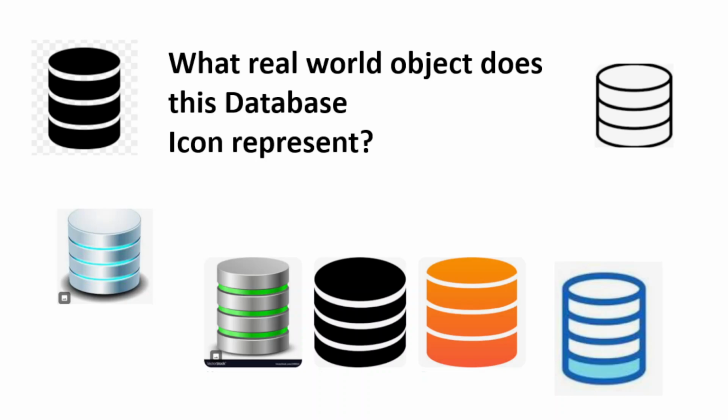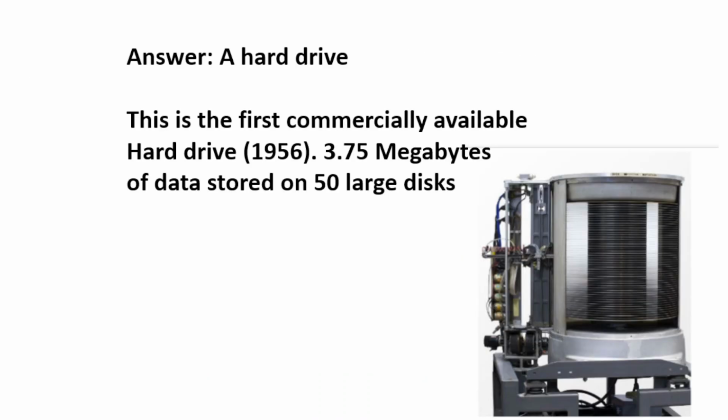The answer is it's a hard drive. If you can look, this was the very first commercial hard drive available in 1956. This entire thing made a total of 3.75 megabytes of data stored on 50 large disks. Each one of these disks was the size of a large pizza. And these were platters, and they used to feed like an old jukebox, if you've ever seen one of those.